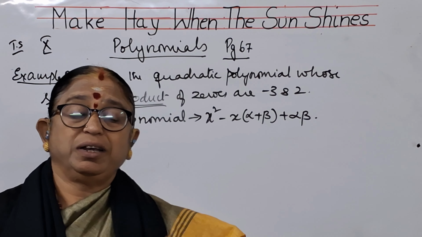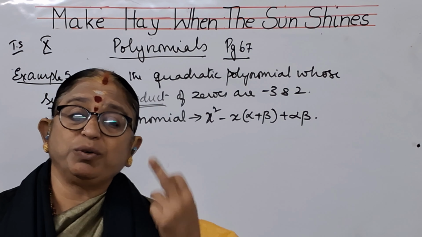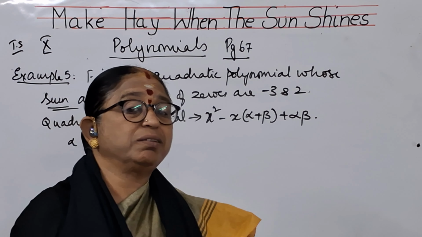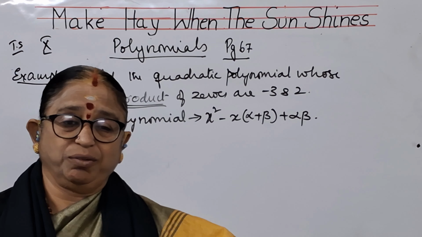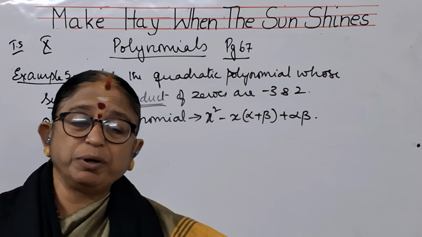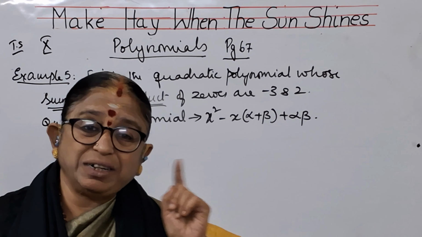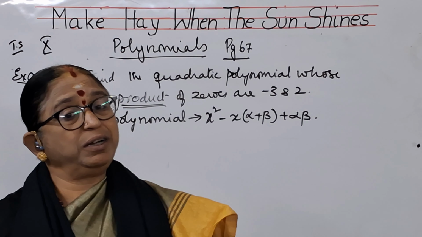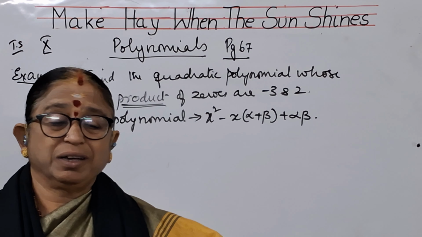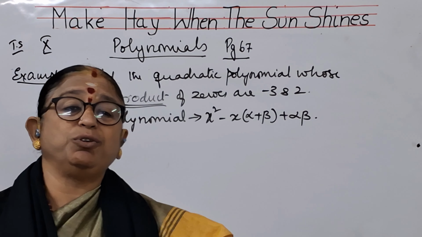Listen carefully. You may get sum of the roots and product of the roots, or sometimes one of the roots, alpha, beta, they will give. So, read the problem, understand whether it is alpha and beta they have given or alpha plus beta and alpha into beta. Carefully observe, accordingly you do it.